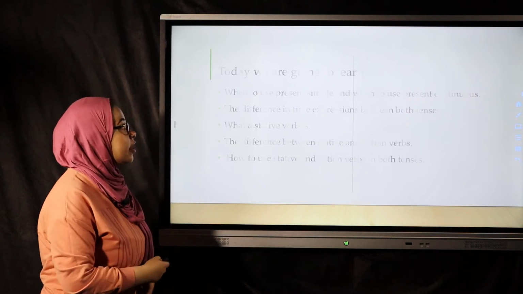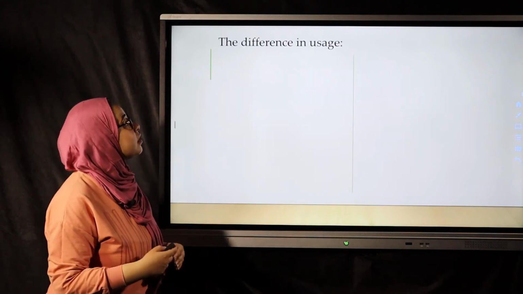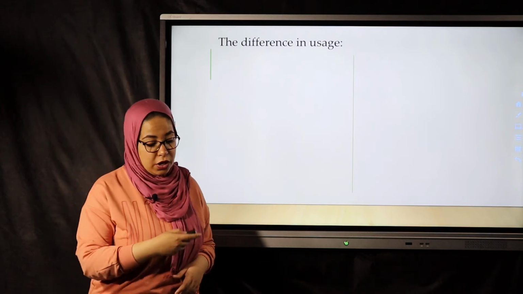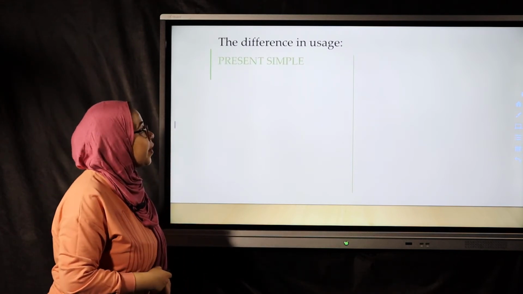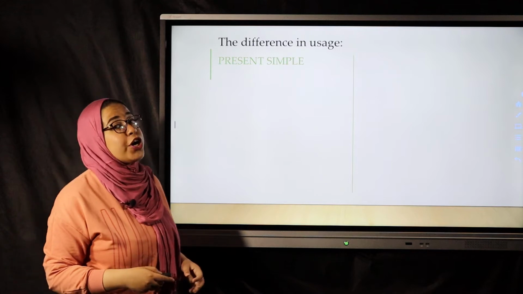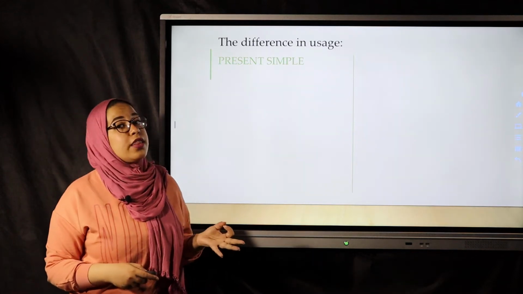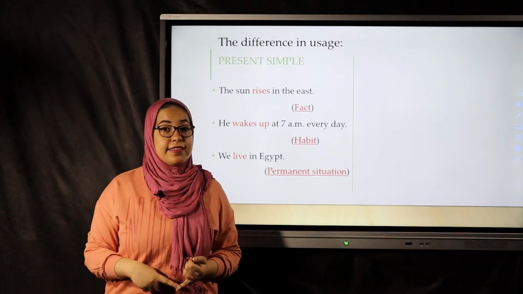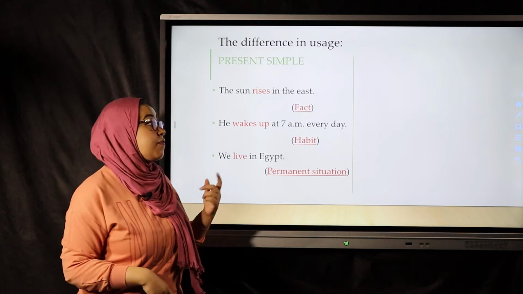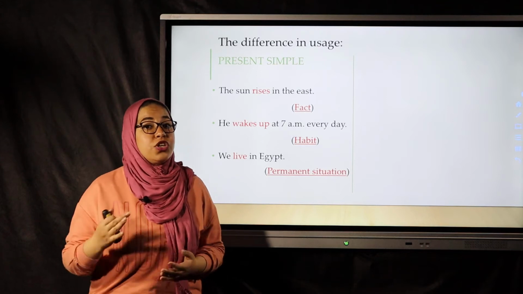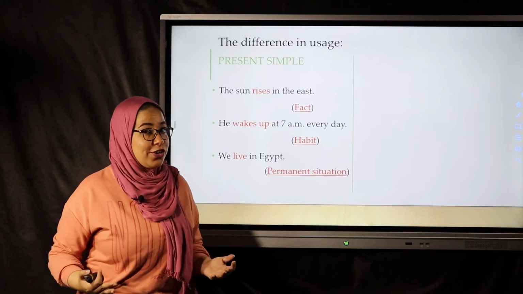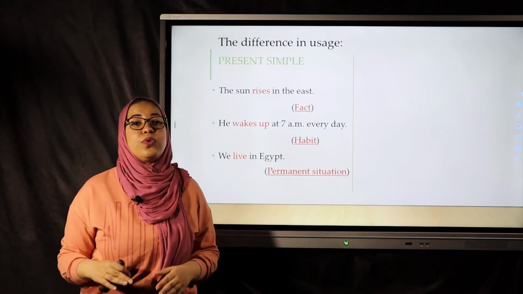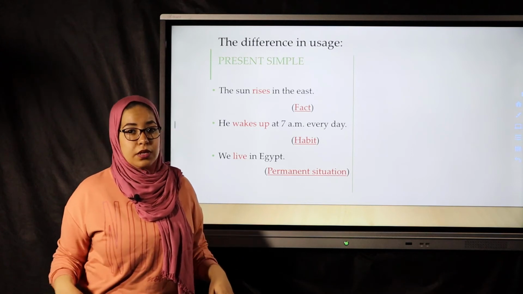So let's start. In comparison of the usage, what do we use the present simple tense for? Can you remember? 3 usages. What are they? The sun rises in the east. What is that? It's a fact. What is a fact? General truth. What's a general truth? Something that is known to be true at all times.